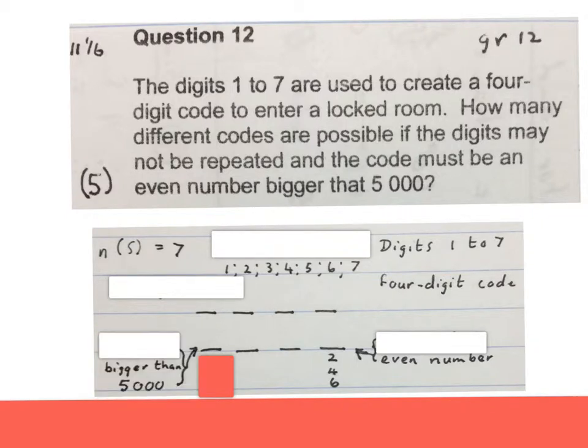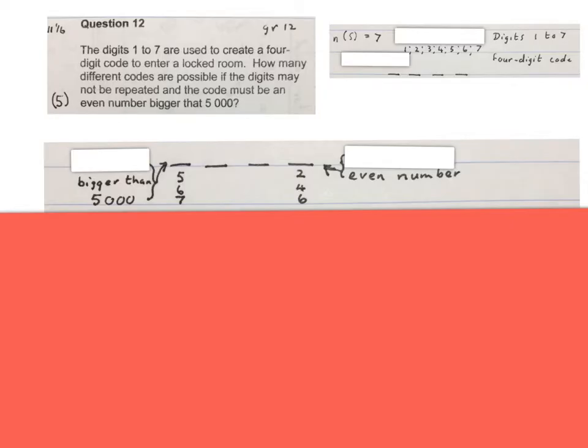Next, they said the number should be bigger than 5,000. So this line will represent a digit that will determine that part. So on this line, we can have a 5, a 6, or a 7. Please stop the video and get your brain around this information. Now, with all these facts in mind, we can work out our answer.